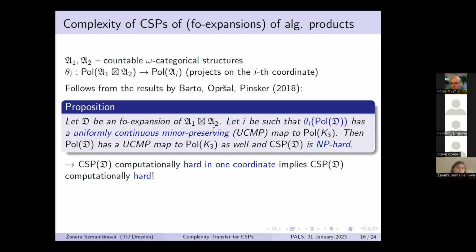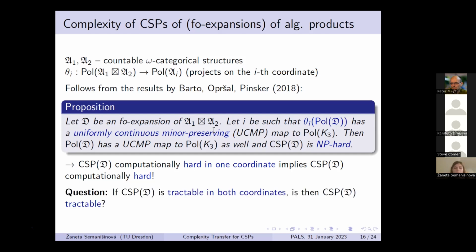And so there is a natural question, of course: if somebody guarantees me that the thing looks tractable in both coordinates, it doesn't have this nasty map to polymorphisms of K3 where it becomes hard, does it already mean that my CSP is tractable? And this is not known for a larger class of infinite structures. We just have some partial answers.